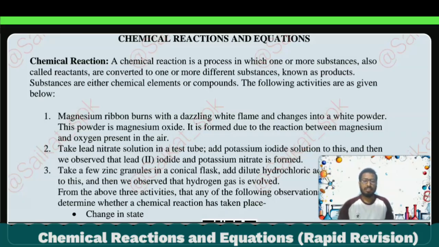नाउ कुछ रिएक्शन दिया हुआ है यहाँ पे. What are the reaction given over here? We have seen already in our lab कि magnesium ribbon is burnt with a dazzling white flame and changes into a white powder. Then lead nitrate and potassium iodide is mixed together, and last one is the zinc granules is added with the dilute HCl. So hydrogen gas is evolved.